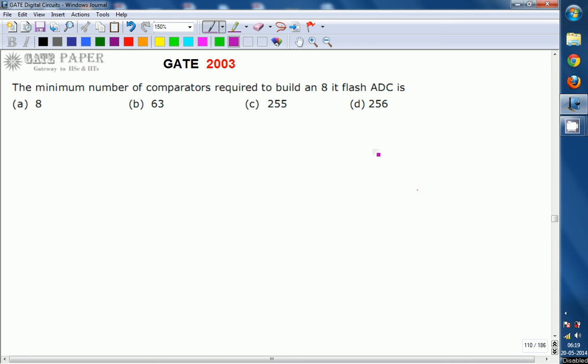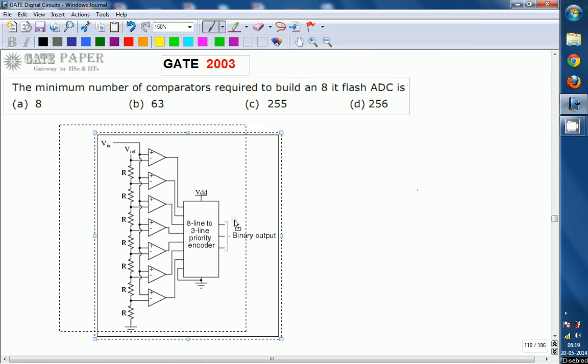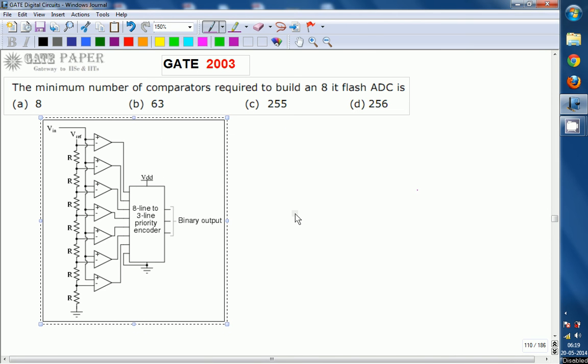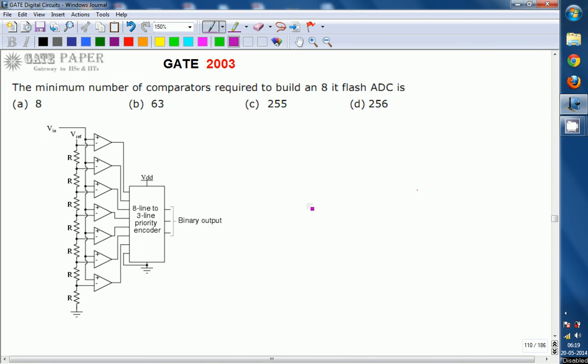Before going to the 8-bit flash ADC, first we will see the block diagram of a 3-bit flash ADC. From that we will conclude how many comparators are required for n bits. Look at the diagram of the 3-bit flash ADC. This is the diagram for the 3-bit flash ADC.